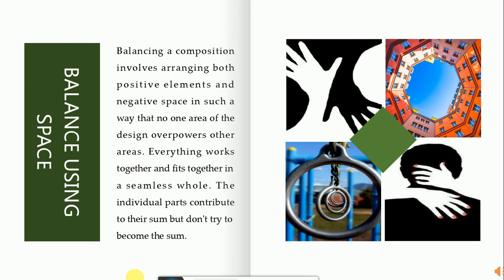Balancing a composition involves arranging both positive elements and negative space in such a way that no one area of the design overpowers other areas. Everything works together and fits together in a seamless whole. The individual parts contribute to their sum but don't try to become the sum.